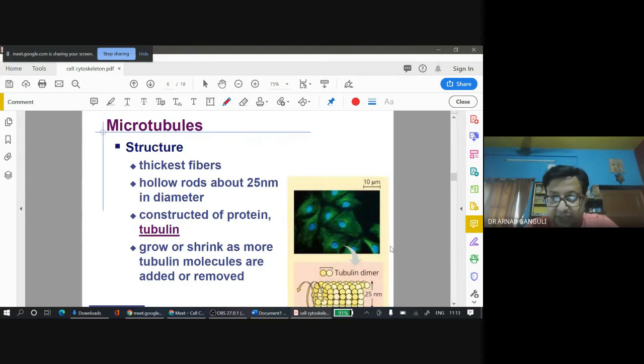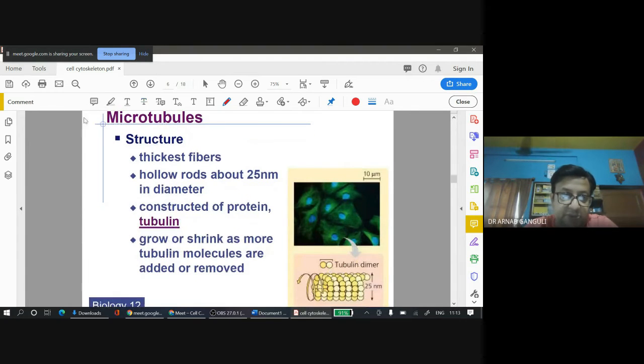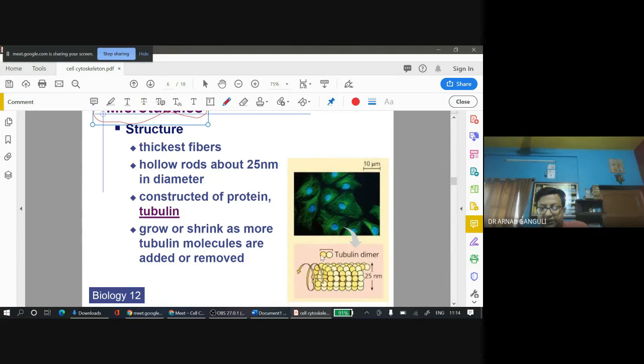So first, let us talk about the microtubules. If you have a look, this is the structure of a microtubule. They are the thickest fibers. They have a 25 nanometer diameter. They are constructed of a protein known as tubulin.